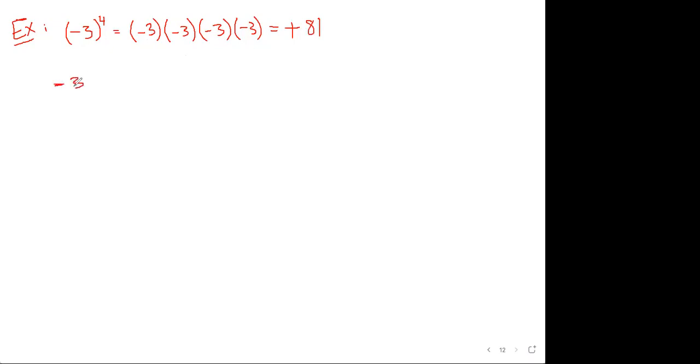What about this one? What's the answer? Minus 81. Why? Because the minus outside looks like this: minus 3 times 3 times 3 times 3. The minus is outside, keep it outside. Now we multiply the 3 four times. So look, here is minus, here is positive.